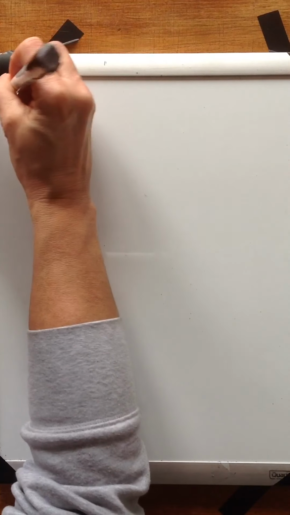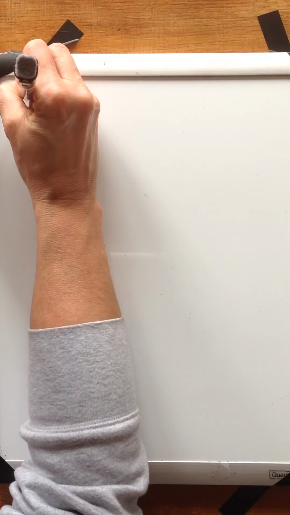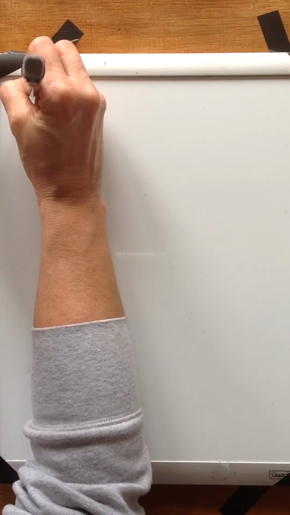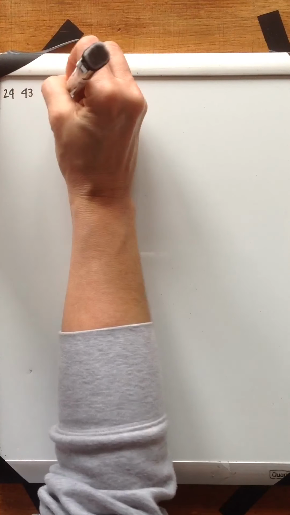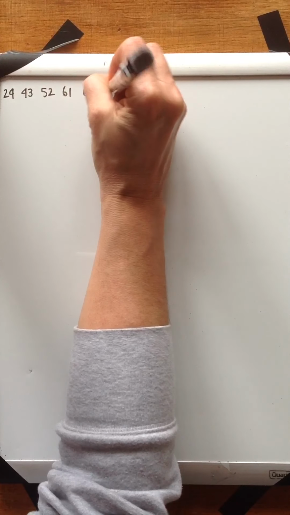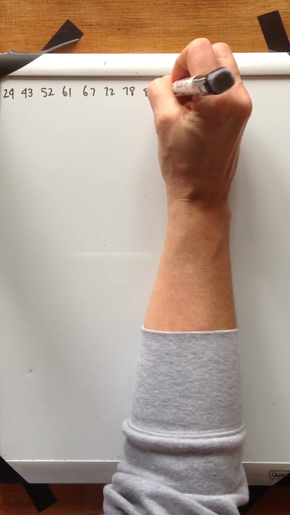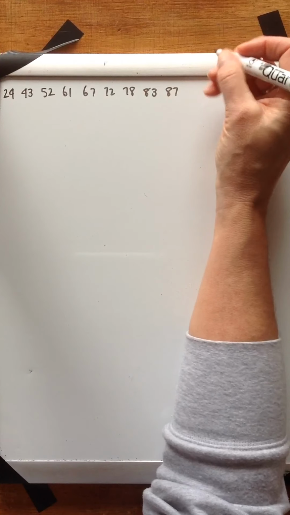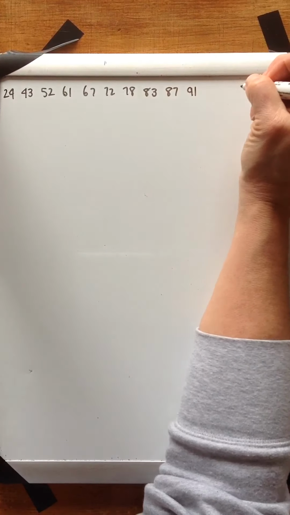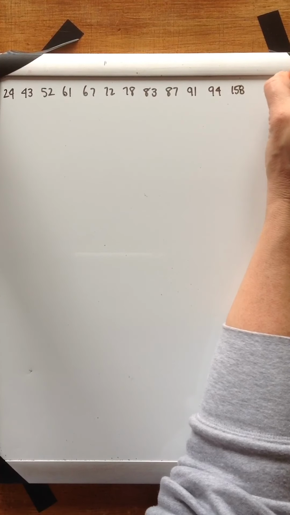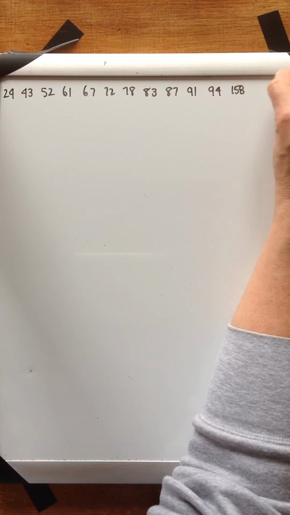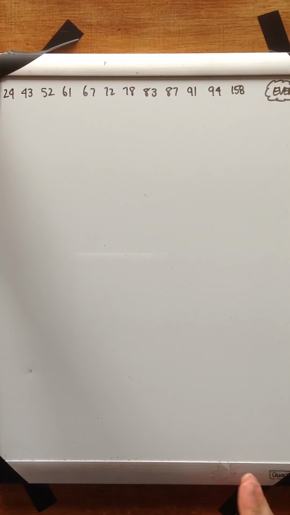So we have 24, 43, 52, 61, 67, 72, 78, 83, and maybe while I'm doing this, you can predict where we might put some division lines for Q1, Q2, Q3 to break this into 4 equal pieces. Why don't you take a moment, you can even pause the video if you like, and see if you could do that. You can unpause it then and see if you got it right.